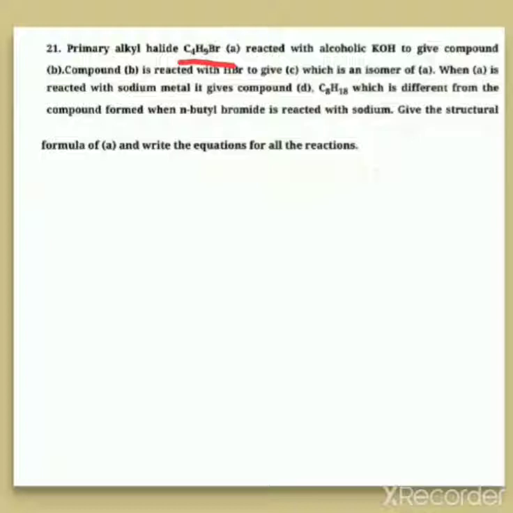Primary alkyl halide is treated with alcoholic KOH to give rise to a compound B, and this compound B is treated with HBr. It gives rise to C, which is an isomer of A, and A is reacted with sodium metal to give rise to D, and the D molecular formula is given, which is different from the compound formed when n-butyl bromide is treated with sodium. So give the structural formulas of these and write the equations for all the reactions.